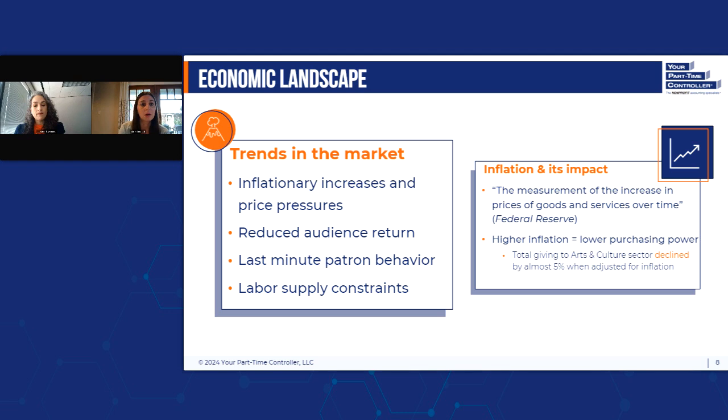So on this slide, we have a formal definition of inflation, the measurement of the increase or rate of increase in prices of goods and services. But we know what that basically means is that our money doesn't go as far as it used to, even last year. We may not be able to control these increased costs, but we can take steps to offset the impact of inflation, the biggest one being new revenue streams, or we can increase our current revenue sources.